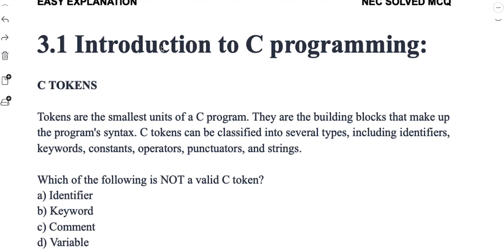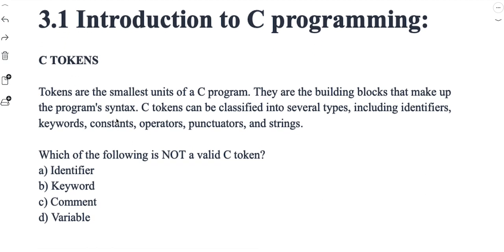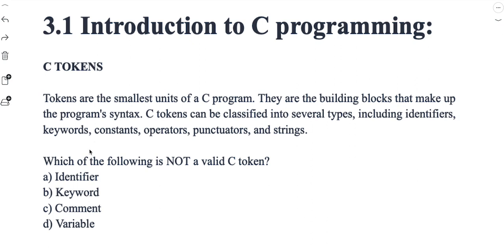Okay, so today I'm going to solve the 3.1 portion, that is Introduction to C Programming. This is for computer programming, computer engineering. The first topic is C tokens. So in C tokens, let's start the questions. The first question is, which of the following is not a valid C token?